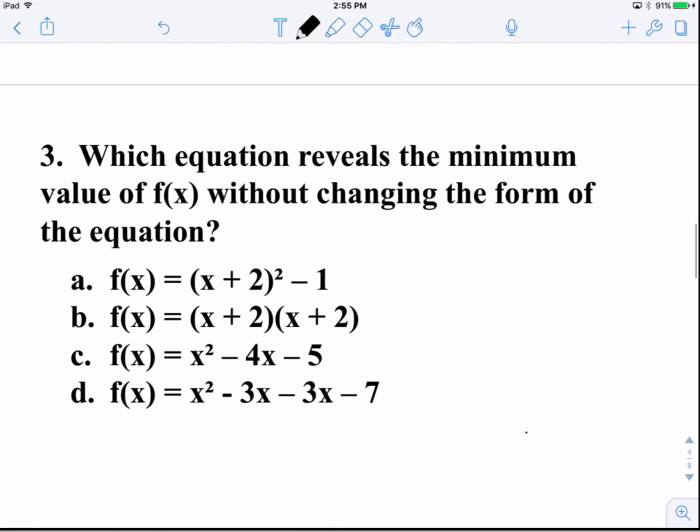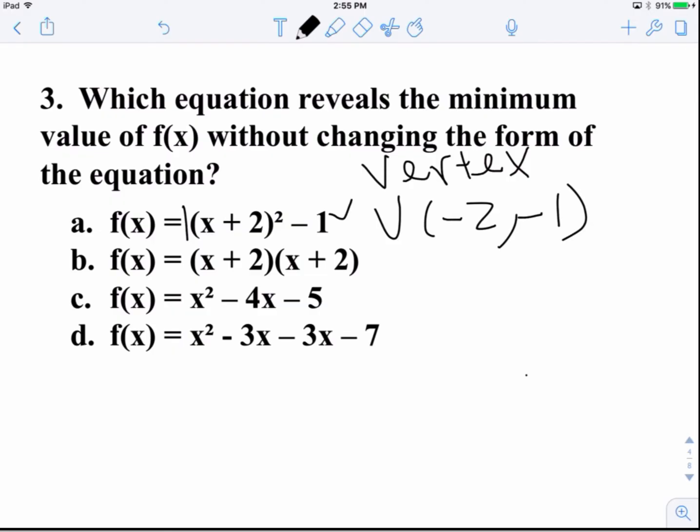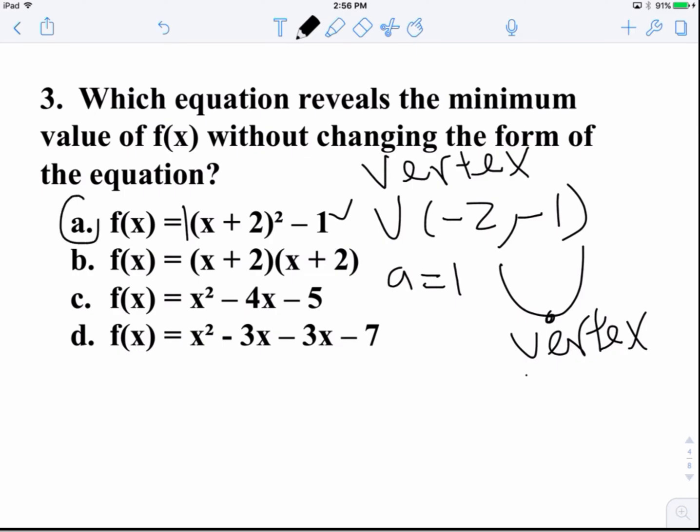Number 3, which equation reveals the minimum value of f of x without changing the form of the equation? So this form is called the vertex form. So then the vertex is -2, -1, and then a is a +1. So then the equation opens upward, and this is the vertex, and it's the lowest point on the graph. So this will give us our minimum.